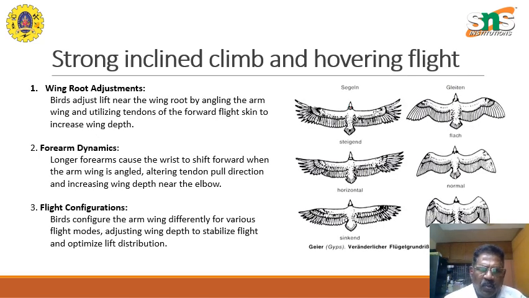We have something called wing root adjustments, forearm dynamics, and flight configurations. Birds adjust lift near the wing root by angling the arm and utilizing the tendons of the forward flight skin to increase the wing depth. Longer forearms cause the wrist to shift forward when the arm wing is angled, altering the tendon pulling direction and increasing the wing depth near the elbow. Birds configure the arm wing differently for various flight modes, adjusting wing depth to stabilize flight and optimize lift distribution.